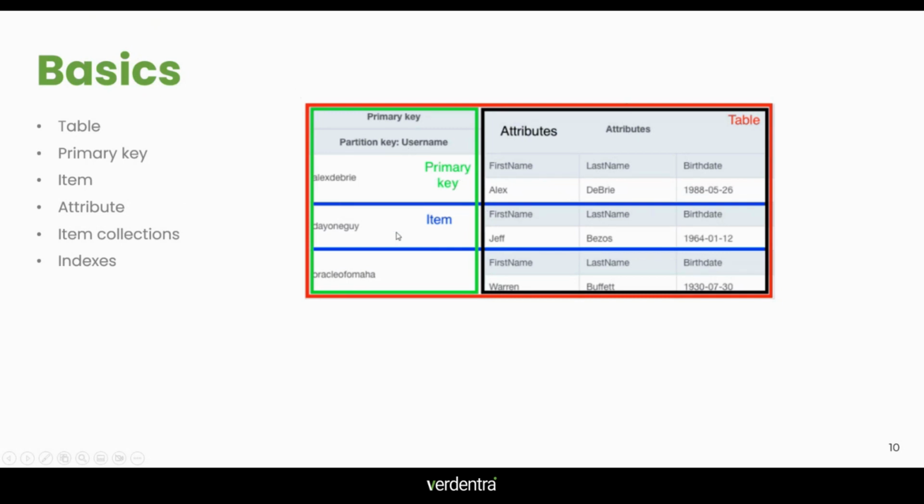In this case, this is called a simple primary key, but there's also another type called composite primary keys, and we'll talk about the differences in a while. And also you have attributes. These are actually your data. Your key is only supposed to help you find the item, but these are the actual data. Those are called attributes.